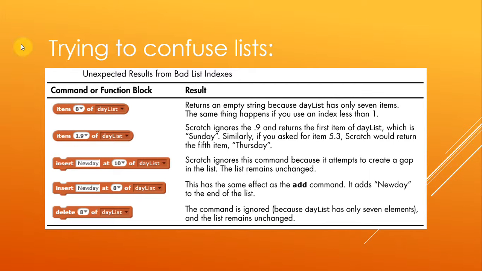If you insert an item in our day list at a position beyond the end, so beyond 7 in our case of day list, which only had 7 items, it will do nothing.